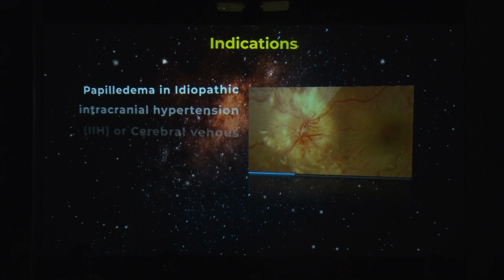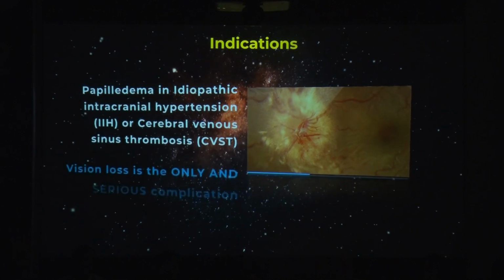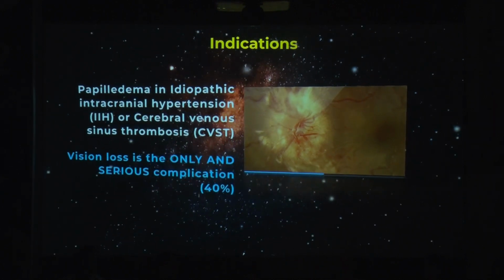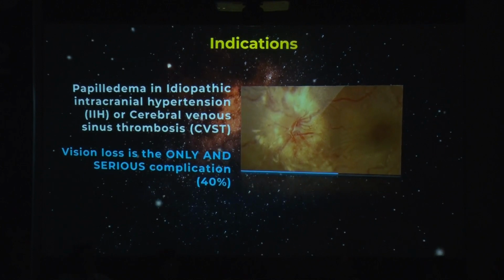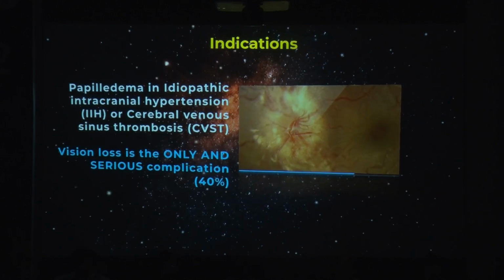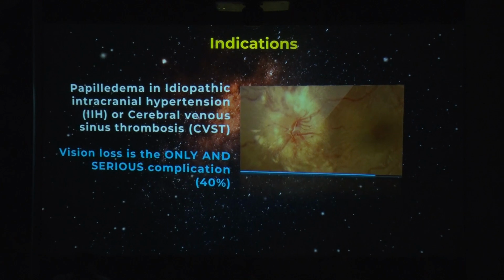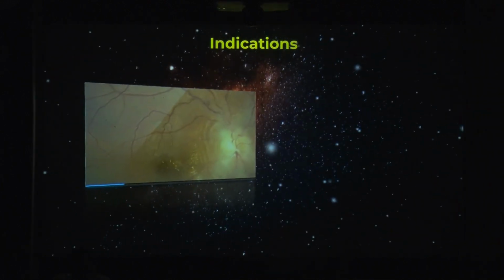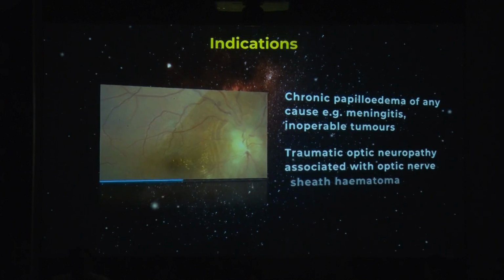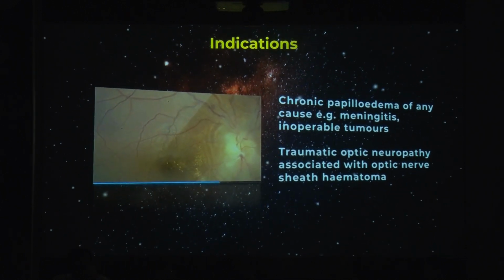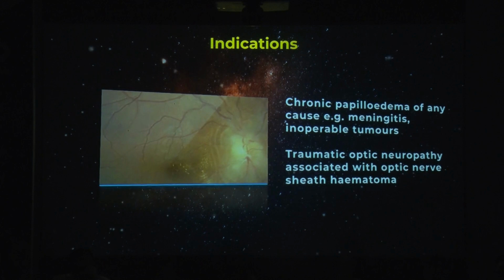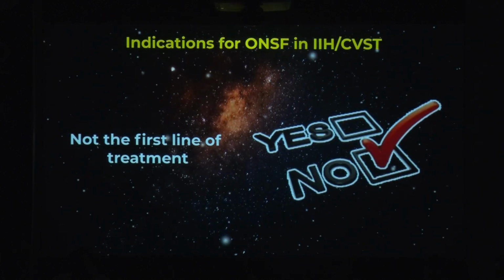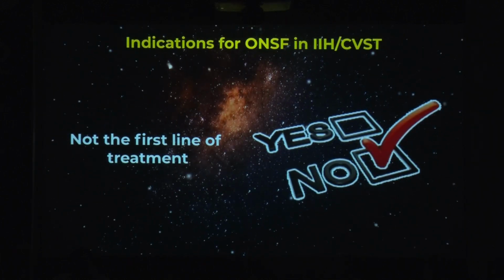In unresolved papilledema, in either IIH or CVST. Here you need to note that the only and serious complication of papilledema is vision loss and can occur in as high as 40%. The other indications are unresolved chronic papilledema in any of the above and traumatic optic nerve sheath hematoma. But remember, it is not the first line of treatment in both these conditions.